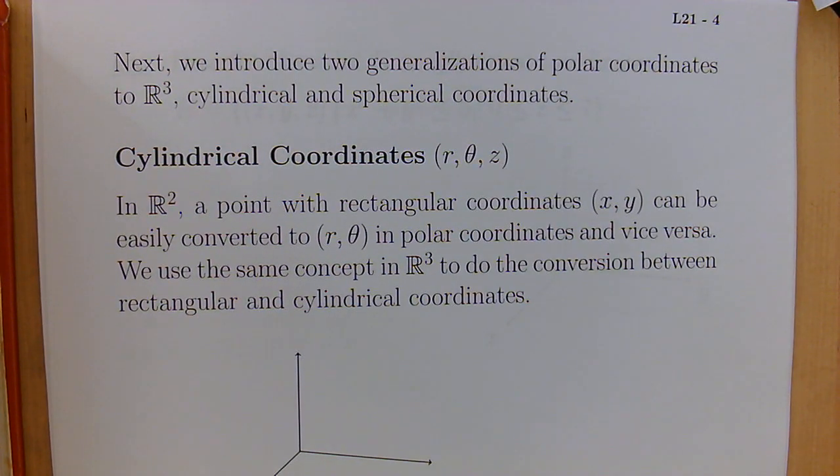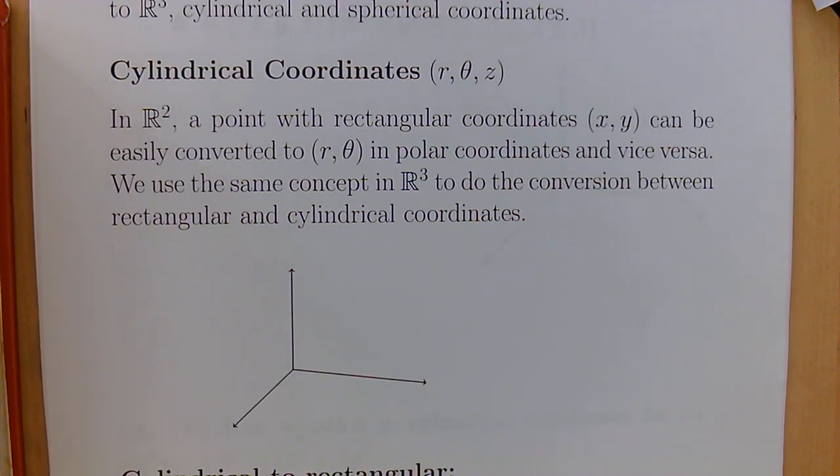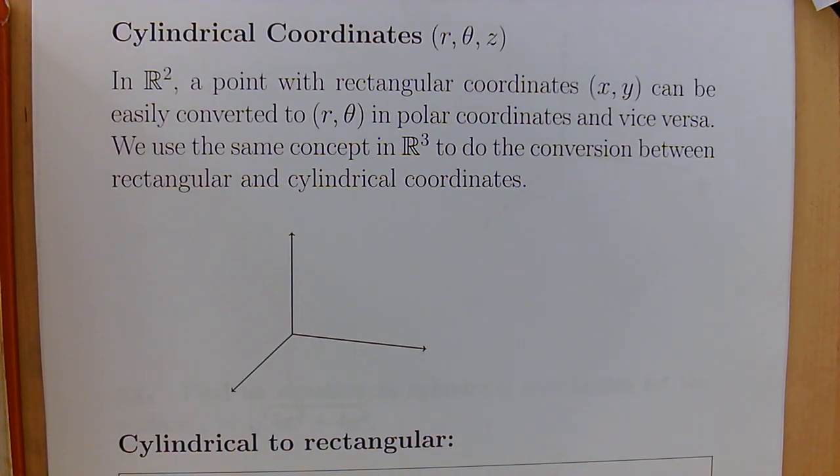So now what we're going to do is we're going to generalize the polar coordinate system, which worked in R2, to what are called the cylindrical and spherical coordinate systems that will be ways of describing points in R3. All right, so cylindrical coordinates. Cylindrical coordinates is what I consider to be more the simple way of extending polar coordinates to three-dimensional space.